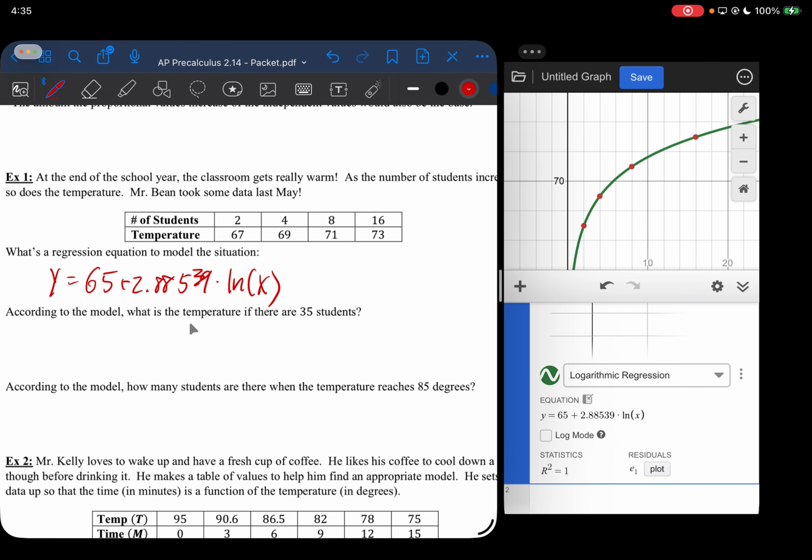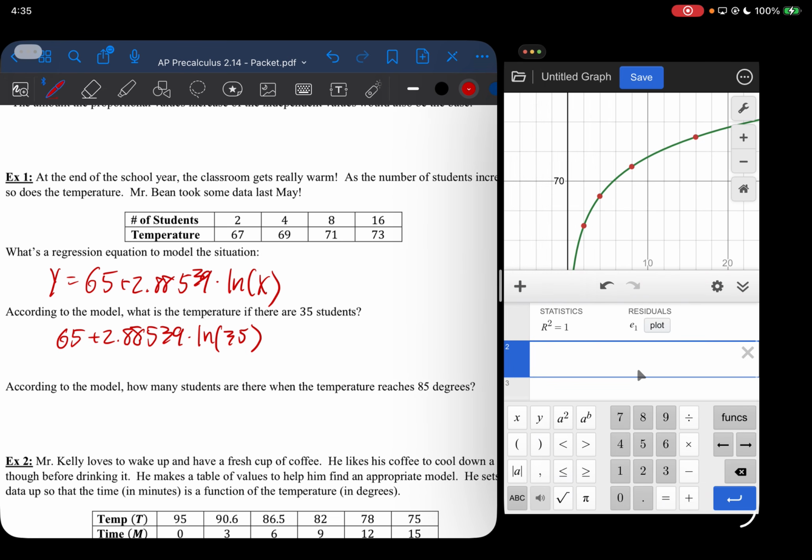According to this model, what is the temperature if there are 35 students? That means we're going to substitute 35 in for x: 65 plus 2.88539 times ln of 35. I'll just use the Desmos graphing calculator in line 2, 65 plus 2.88539 ln parentheses 35. So we predict with 35 students we're going to have about 75.2 degrees.